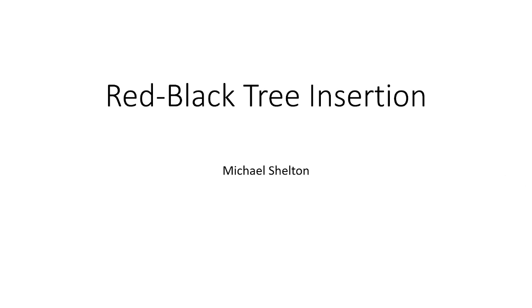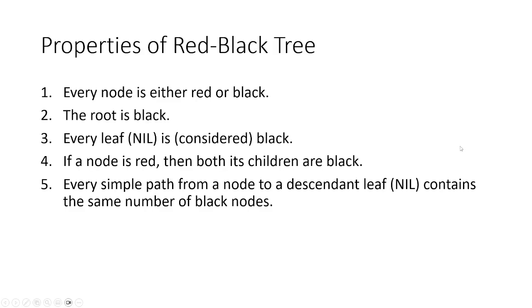Okay, today I'm going to be covering some red-black tree insertion operations. If you remember, the properties of a red-black tree are: every node is either red or black, the root is black, and every null node is considered black. And if a node is red, then both of its children are black. And every simple path from a node to a descendant null node contains the same number of black nodes.